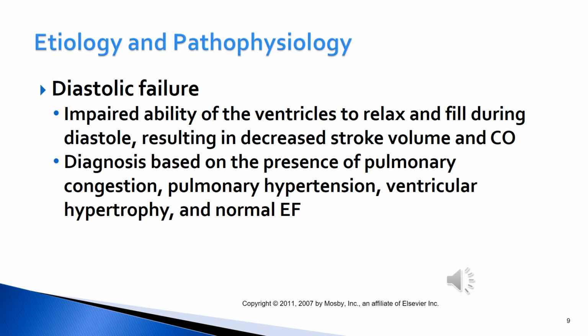Diastole is the phase of the heartbeat when the heart muscle relaxes. That should allow the chambers to refill with blood. So diastolic failure is that part of the heart function. It's the impaired ability of the ventricles to relax and fill during diastole, resulting in decreased stroke volume and cardiac output. Diastolic failure is characterized by increased filling pressures due to stiff or non-compliant ventricles and results in venous engorgement in both pulmonary and systemic vascular systems.